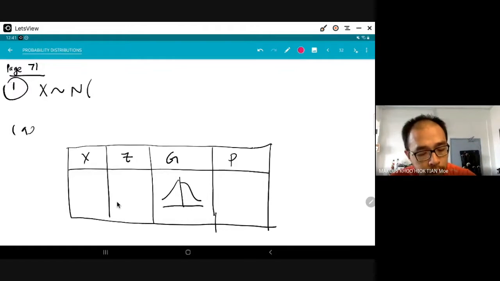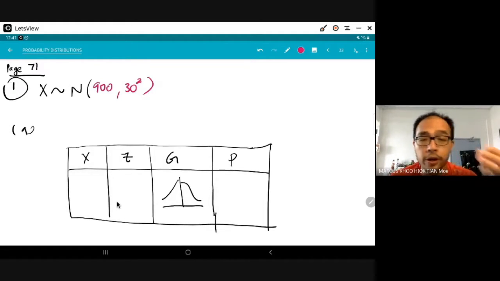Alright, so they give you the mean of 900 and the standard deviation of 30. So in the bracket, we cannot write 30 because we want variance. So you just write 30 squared. Okay, so the question gives you the standard deviation, but in the bracket, it must still be variance. I don't want it to be standard deviation.